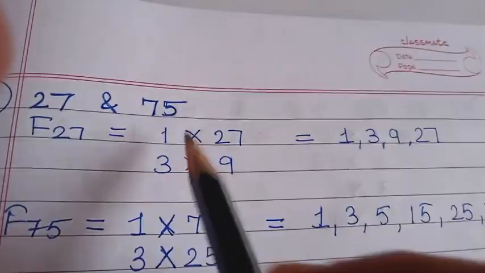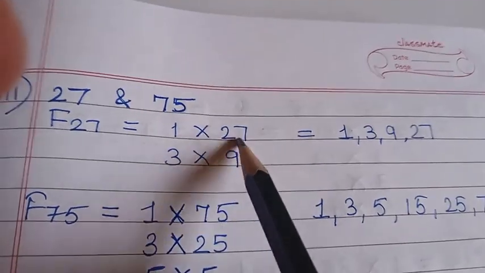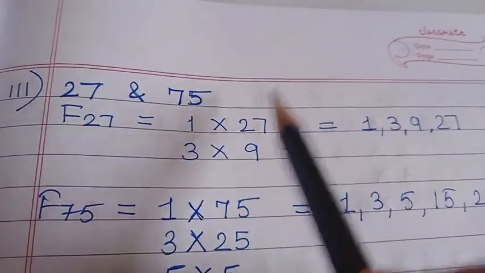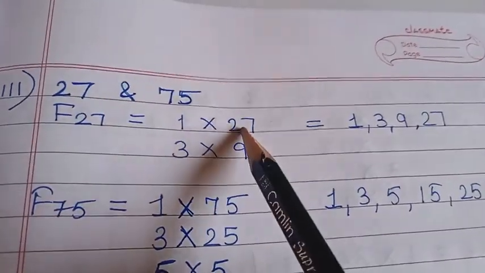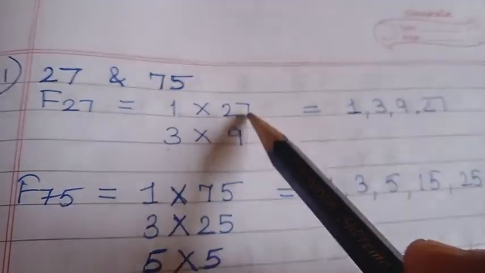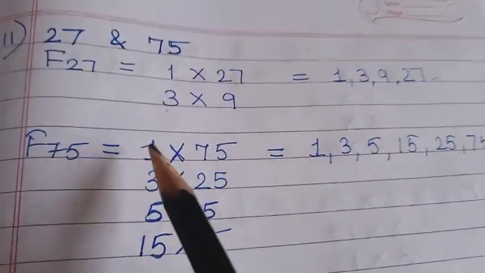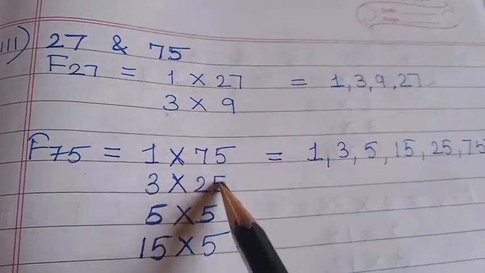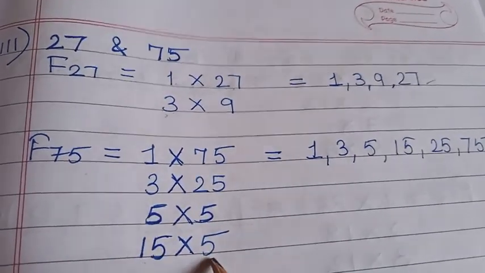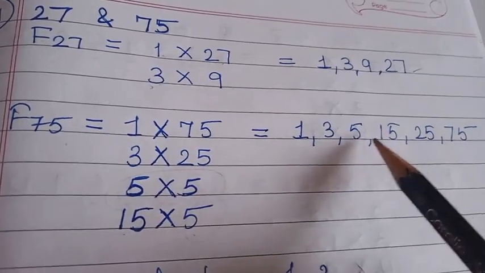Let us see the next one, 27 and 75. Factors of 27 are 1, 3, 9 and 27. We have seen how in the last video: 1 multiplied by 27 and 3 multiplied by 9. So 1, 3, 9 and 27. Then factors of 75: 1 into 75, 3 into 25, 5 5s are 25, 15 5s are 75. Since 5 is repeated, we should take it only one time.